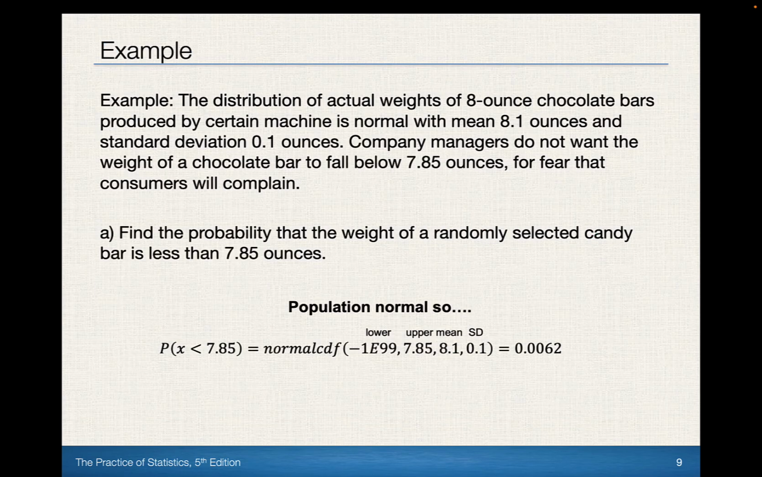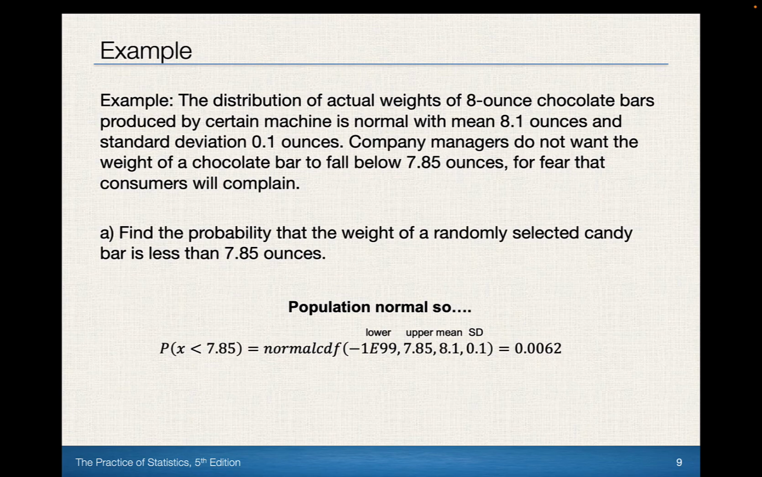If we do an example to kind of tie this all together, we're now going to hear things that sound like population but actually means the sampling distribution, and in other cases we may have to actually try to understand how to interpret it. But in this case, we have an example where we're talking about chocolate bars in a machine. They tell us a mean and standard deviation. They tell us that it is normal. That's important. That means we can immediately go to the fact that the sampling distribution is normal when we need to calculate it. But what we want to find out is the probability that the weight of a randomly selected candy bar is less than 7.85 ounces.